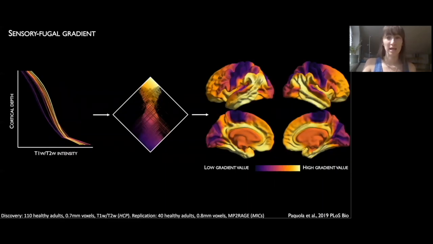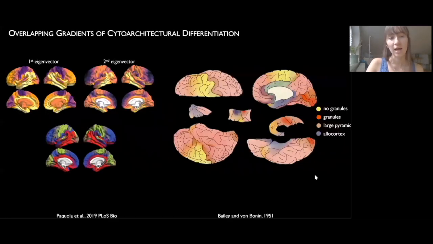And we could also replicate this with in vivo data, which was very important. So we have this very solid validation for utilizing the imaging-derived profiles, once again, as this principal axis of variation in the sensory-fugal direction. However, this sensory-fugal gradient may be the most dominant axis of cytoarchitectural differentiation, but it's not the only one. The sensory-fugal axis is our first eigenvector, but the second eigenvector shows a distinct pattern more from anterior to temporal or lateral regions.